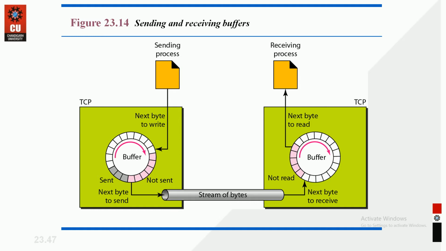I repeat, on the source end we have a buffer that works in a circular manner. The packets in blue have already been sent. The next are the pink packets, which are sent as it rotates, and the next packet at the pointer is going to be sent with the stream of bytes. And at the destination end, this moves in the clockwise direction, but the packets in pink are currently not read, right? And then the next byte to be received.